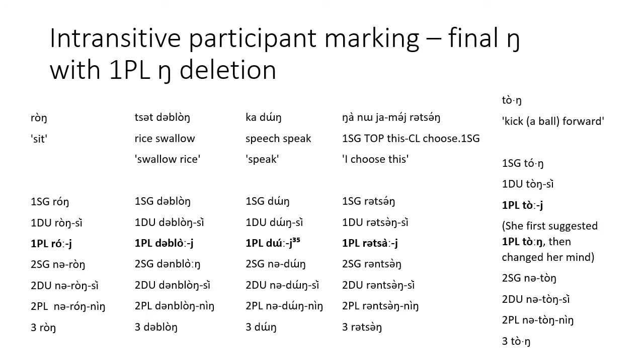person. Now here, with the root having a final ng, it can be deleted in the case of first person plural. First person plural suffix ya replaces the coda ng. So rong becomes roy, deblong becomes debloy, dung becomes dui, and retung becomes retai. Tong becomes toy.